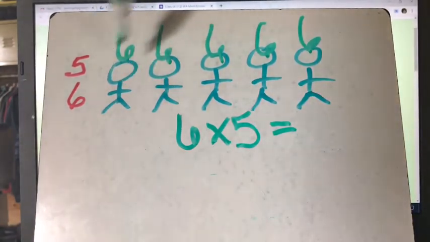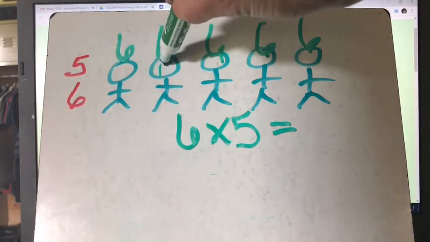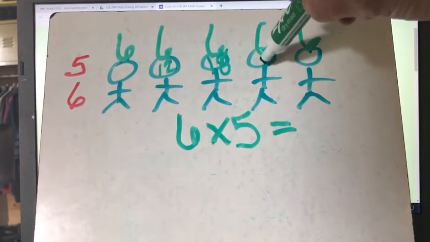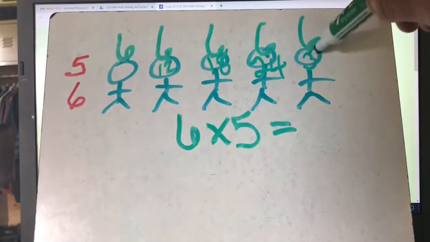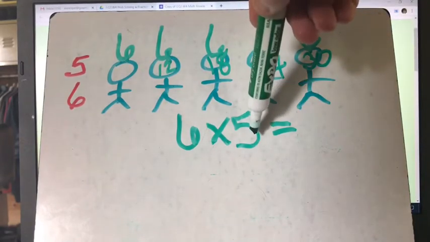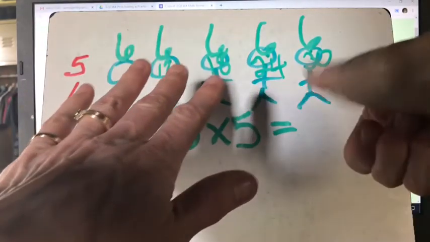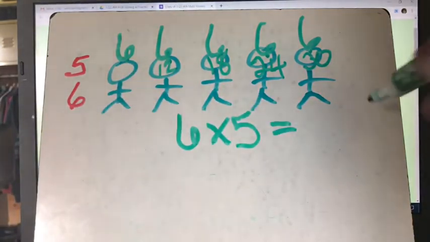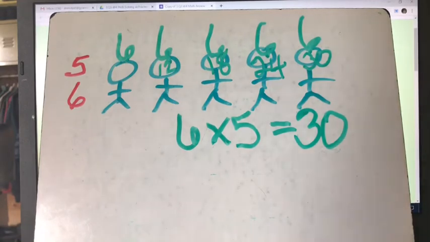I can either count by 6s. 6 plus 6 is 12. 12 plus 6 is 18. 18 plus 6 is 24. 24 plus 6 is 30. Or I can count by 5s 6 times. So I can say 5, 10, 15, 20, 25, 30. So 6 times 5 or 5 times 6 is 30. So my answer is 30 to problem number 1.